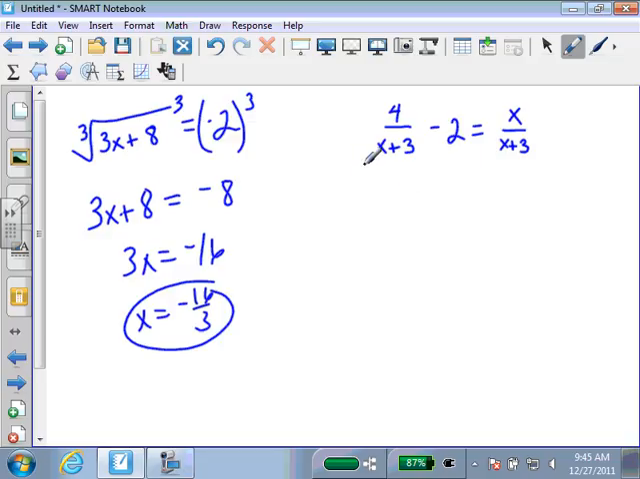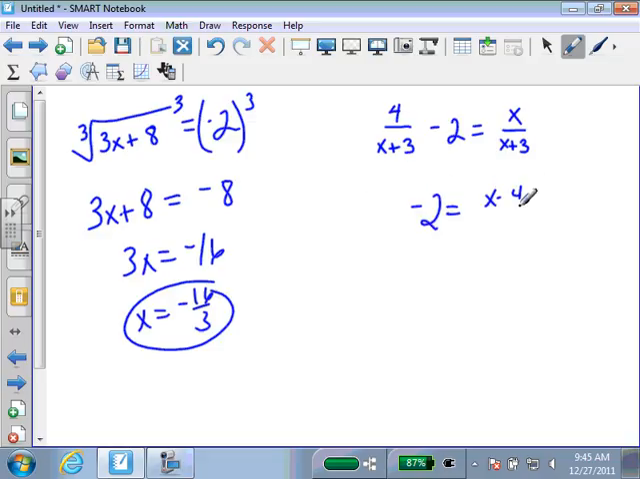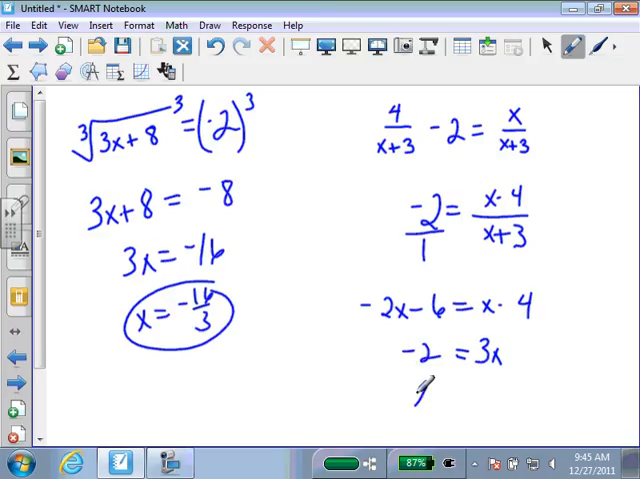This one's got fractions, although these two fractions have a common denominator. So I could subtract this fraction from both sides and end up with negative 2 is equal to x minus 4 over x plus 3. And then put this over 1 and do a cross product. So I could have negative 2x minus 6 equals x minus 4. I could end up with 3x equals negative 2. x equals negative 2 thirds.